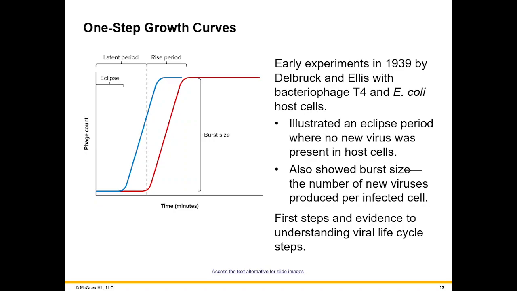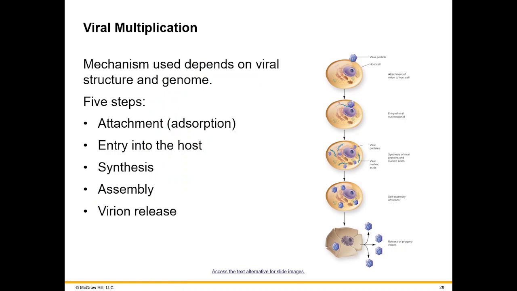In the eclipse, there is no loss in phage count; the virus acclimates or integrates inside, and then we have the burst period where the viruses kill off the cell, multiply rapidly and kill off the host. This is a one-step growth curve. So you infect, acclimate, then grow and kill the host. This is one of the first known types of life cycle for viruses.